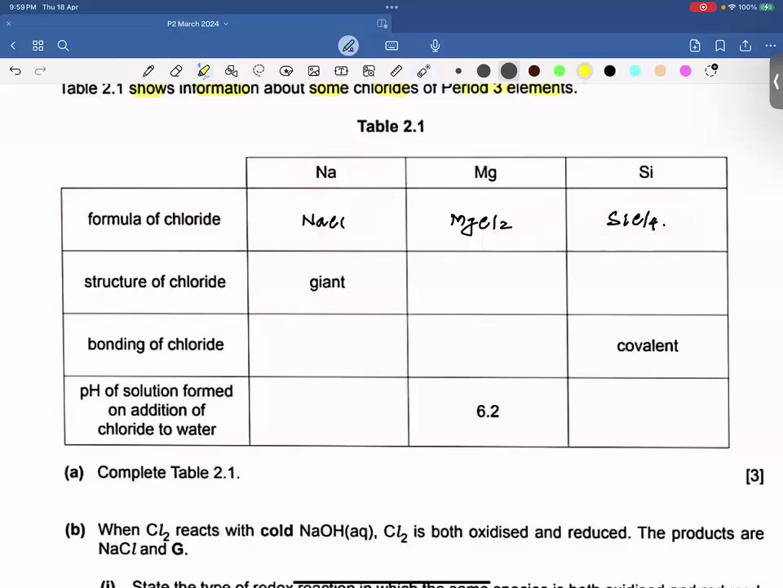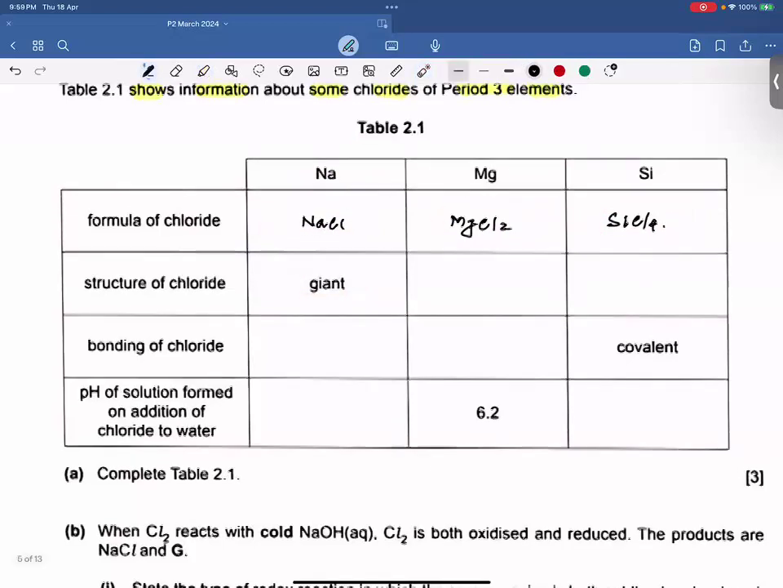Structure of chloride. Since it is an ionic compound, it has a giant structure. This is also an ionic compound, so it has a giant structure as well. And since it is a covalent molecule, it has a simple molecular structure.